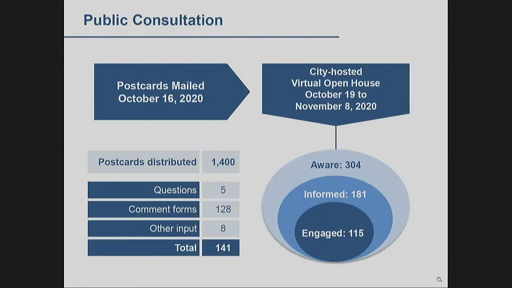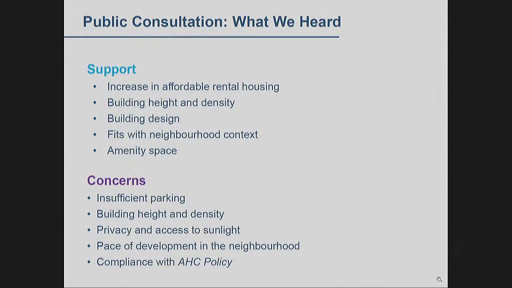We heard a variety of comments throughout the review of this application, generally in support of the proposal. Key themes of support included the provision of affordable rental housing, building height, density, and design, fit with neighborhood context, and provision of amenity space. Comments and concerns related to the number of parking spaces proposed, building height and density, pace of development in the neighborhood, privacy and access to sunlight, and compliance with the location criteria under the Affordable Housing Choices Policy.